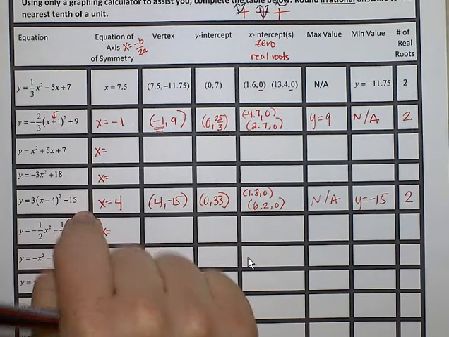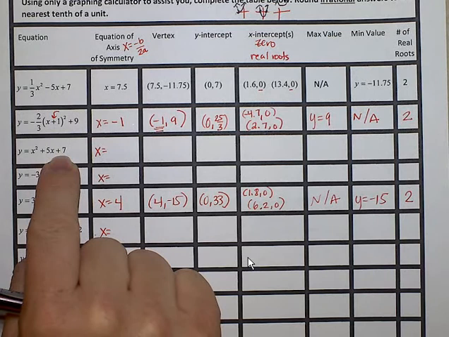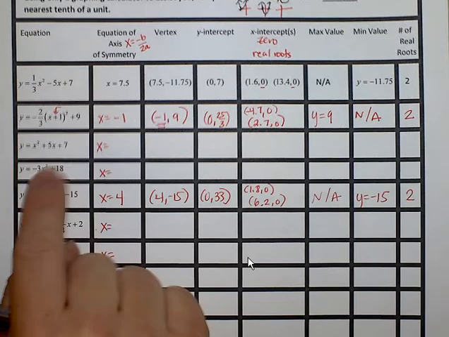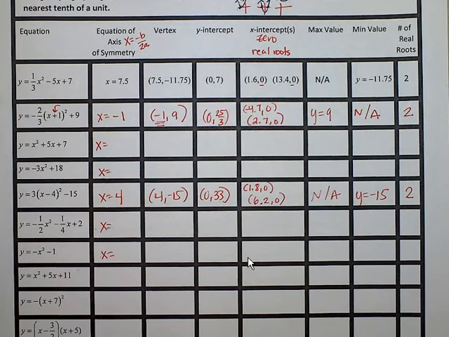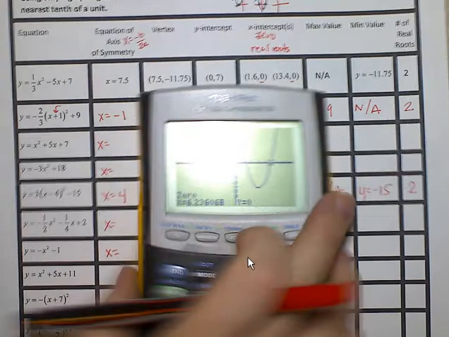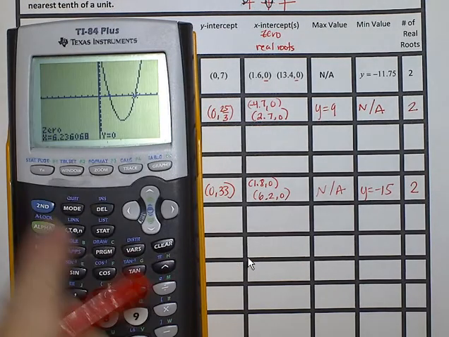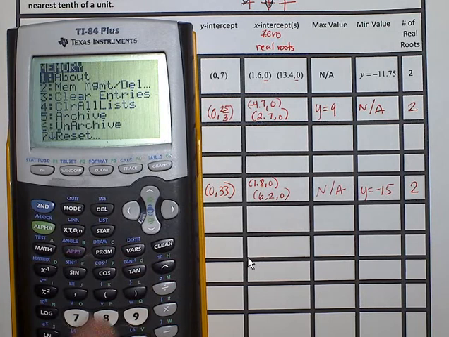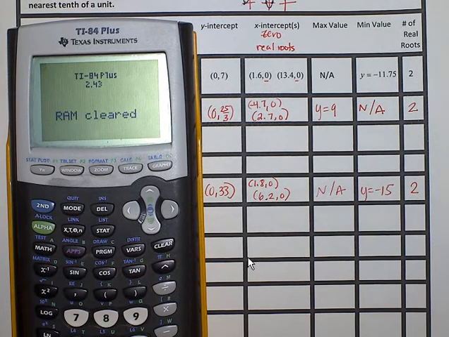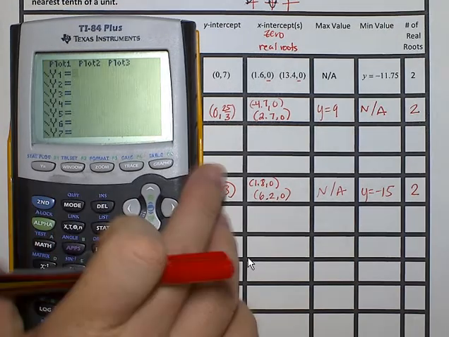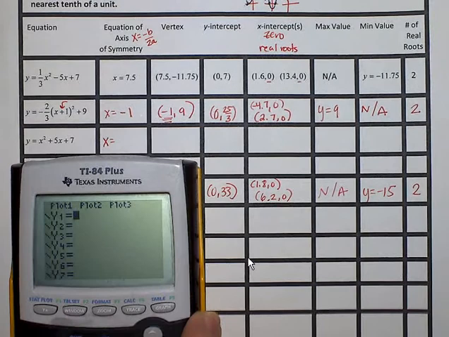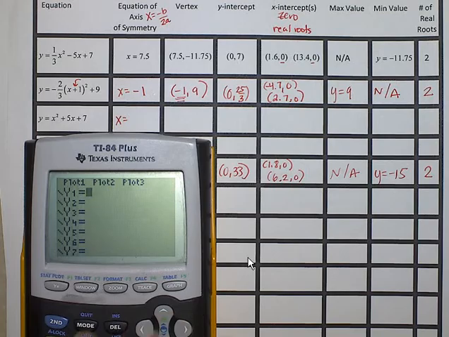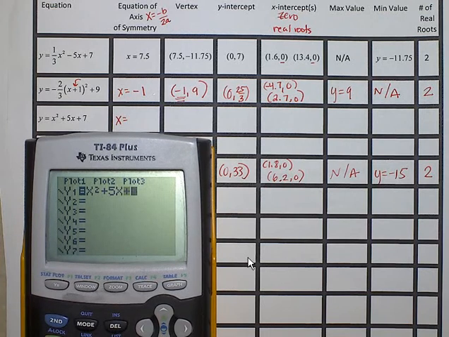Let's do one right now that's in standard form. Again, we get to use a graphing calculator to make our lives easy. So let's do second plus 712. That's going to erase everything here to start again. It clears the RAM. Go up to y equals, and let's plug in this problem. X squared plus 5x plus 7. Hit graph.